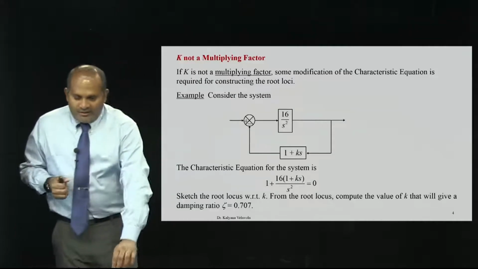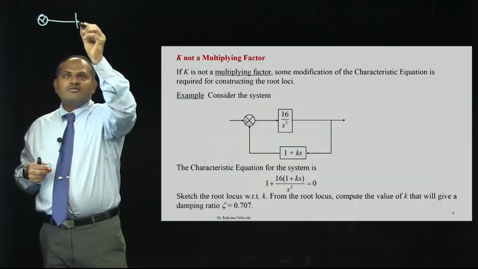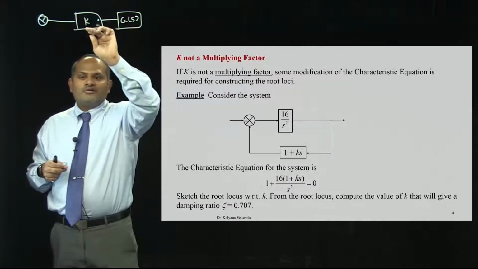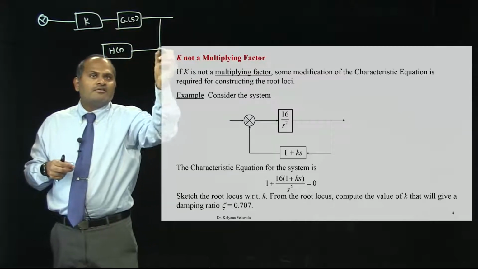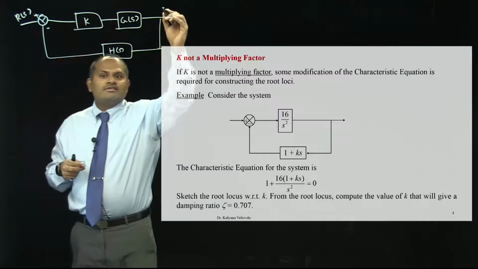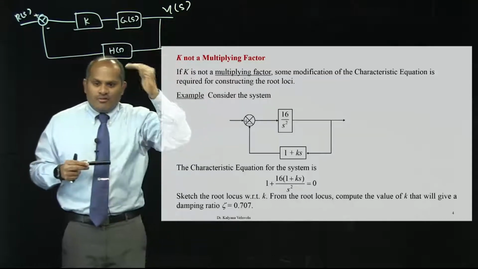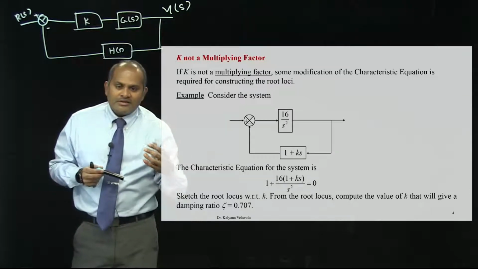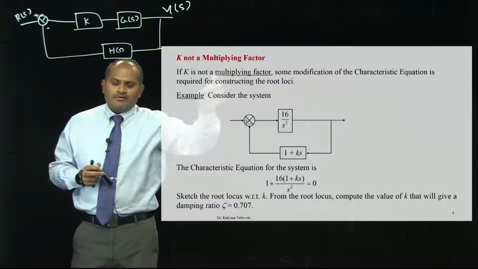Now, in the last class, we actually analyzed root locus for k, that is actually a multiplication factor. That means you should have the k here, or you can have h of s in the feedback. So, this is r of s and this is y of s. This is the structure where we actually analyzed the root locus, formulated the rules, and then using those rules we construct the root locus.